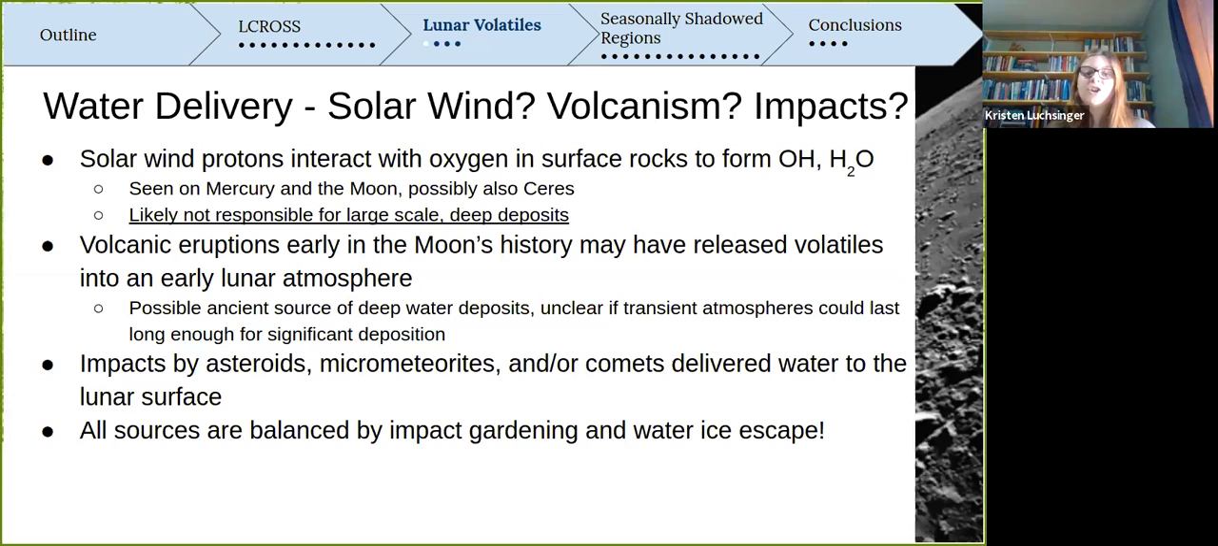If you want those large-scale deep deposits, you might be looking at early lunar volcanic eruptions. It's unclear if transient atmospheres from these eruptions last long enough for significant volatile deposition. There have been a lot of papers really recently talking about this, and it's a really interesting current field. You may also have impacts by asteroids, micrometeorites, and comets, which all might deliver water to the lunar surface. And then you have constant impact gardening and water ice escape balancing all of these sources.